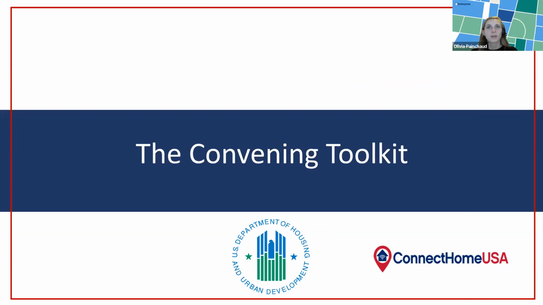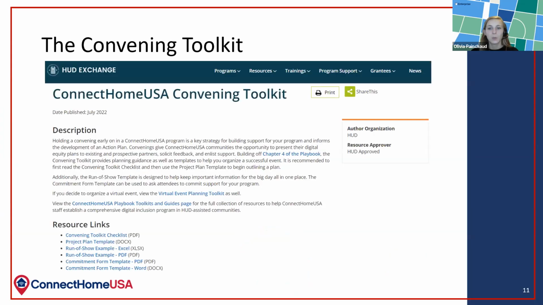Next, we will speak about the convening toolkit. One of the first things we ask communities to do is to plan and hold a local convening. This is discussed in greater detail in Playbook Chapter 4, Organizing a Local Convening. The Convening Toolkit identifies the important components to organizing a successful first local convening. And this local convening is what's going to set you up for long-term success.